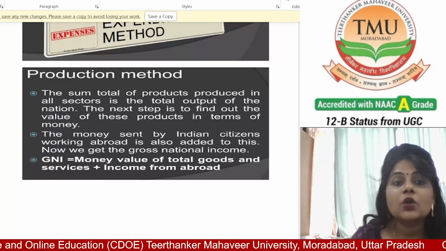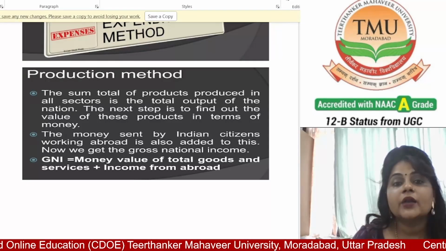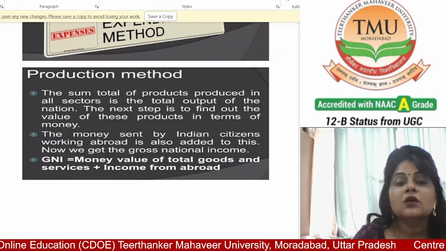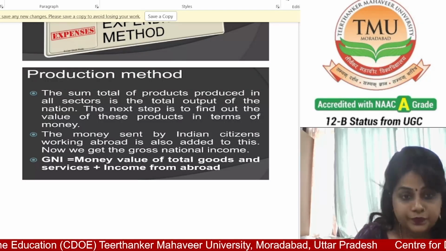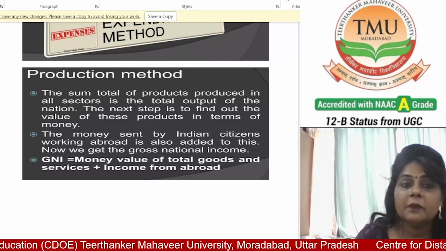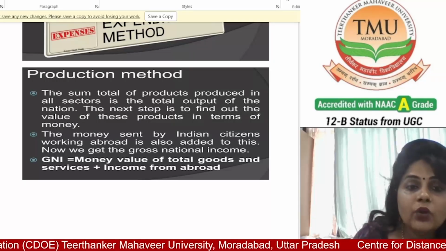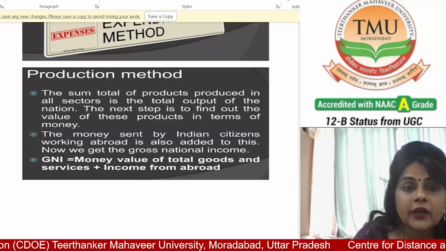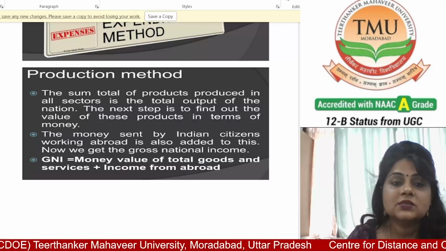Calculation: determine the gross value added at market price for each sector. The summation of the gross value added at market price is equal to GDP at market price.